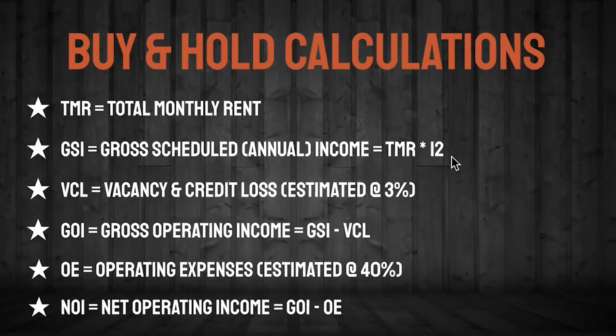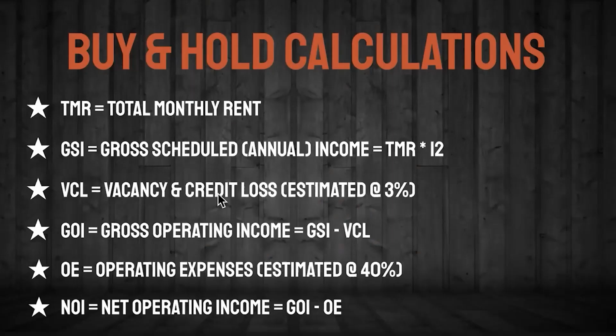What you do next is you have the gross operating income. That's your total income you're scheduled to receive minus the vacancy and credit loss, minus that 3%, which gives you the gross operating income. So let's assume something was going to rent for $100,000 a year. You would take 3% off. Therefore, your gross operating income would be $97,000.